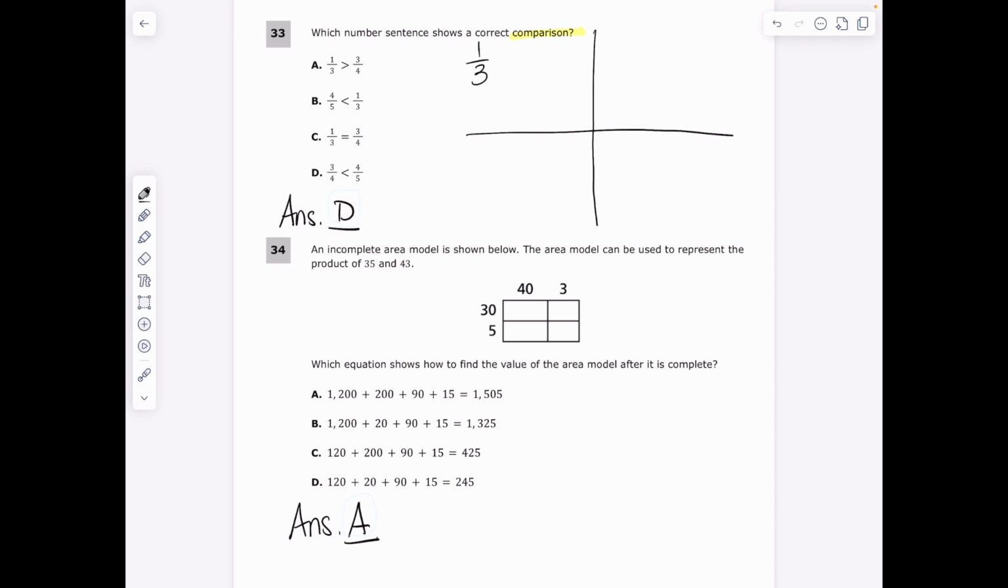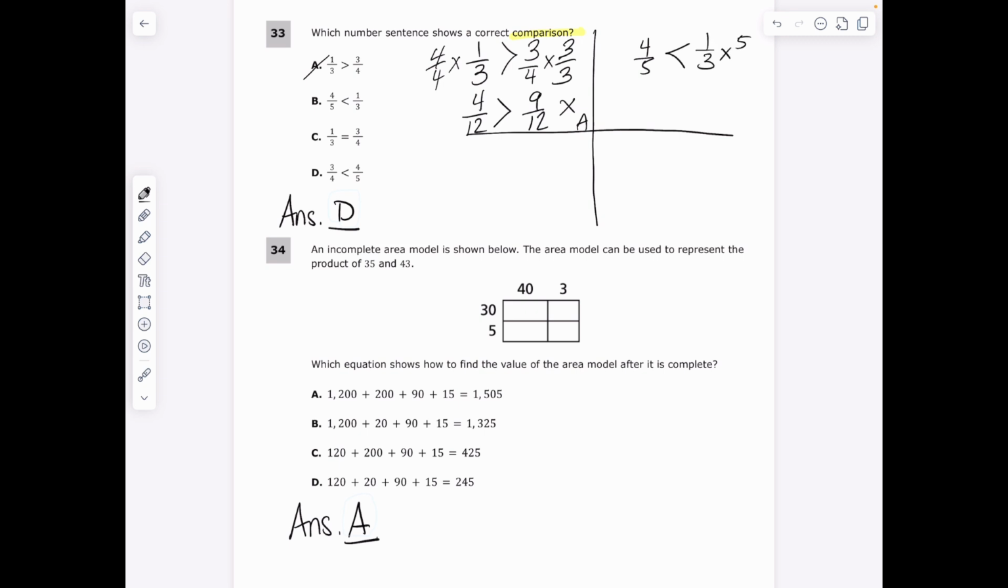So is 1/3 greater than 3/4? I'm going to multiply by the opposites and use that to make 1. So great. Here I get 4 out of 12 is greater than 9 out of 12. That's not true. So I can see that A is not true.